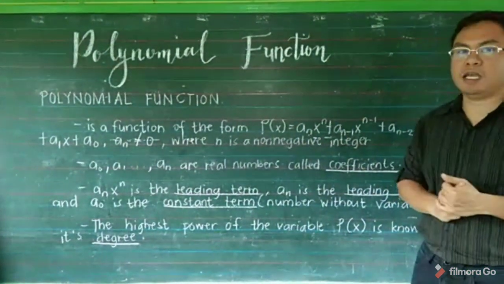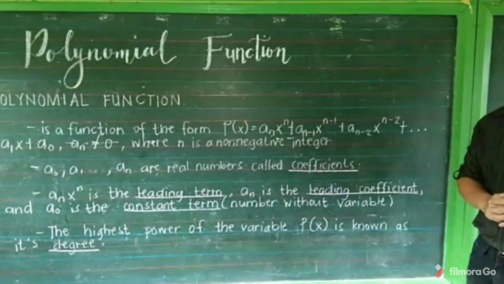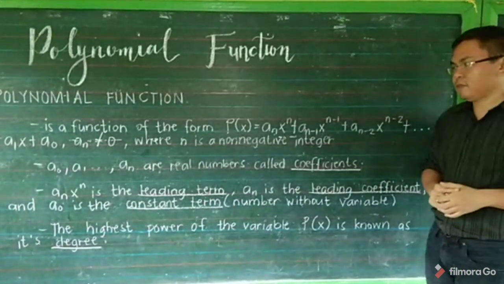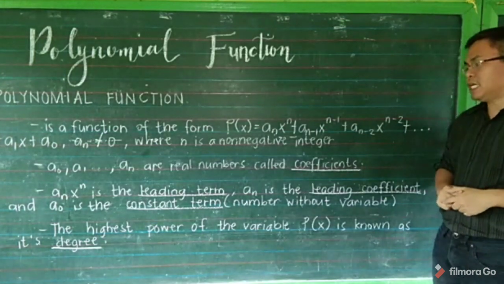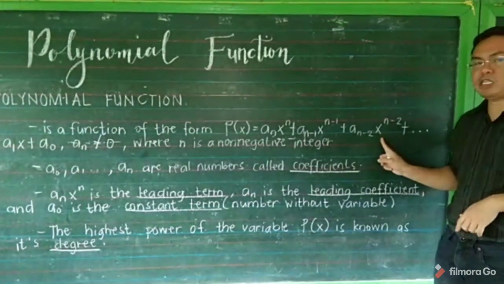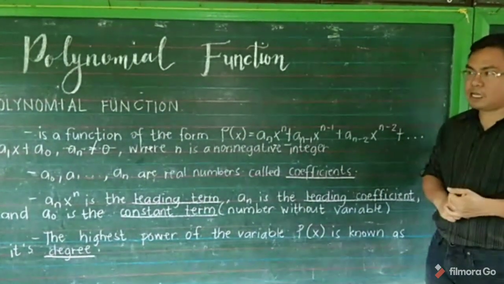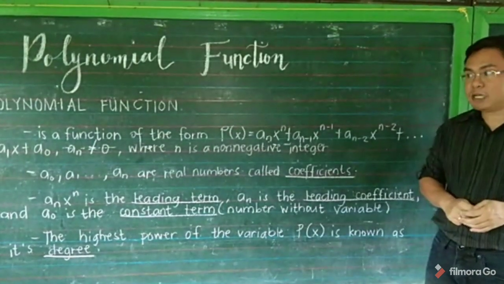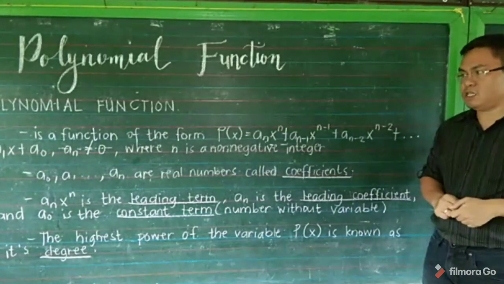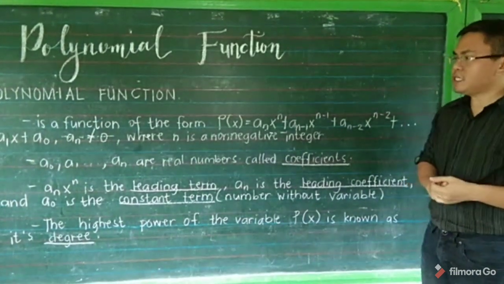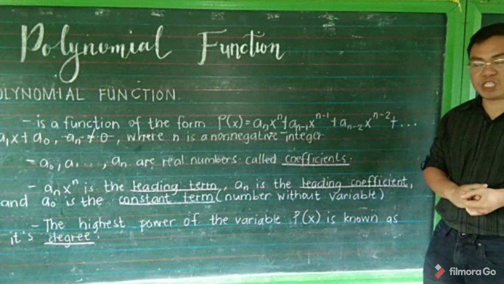A polynomial function is actually a function of the form p of x is equal to a sub n, x to the exponent of n, plus a sub n minus 1, x to the exponent of n minus 1, plus a sub n minus 2, x to the exponent of n minus 2, plus so on, plus a sub 1, x, plus a sub 0, where a sub n shouldn't be equal to 0, where n is a non-negative integer. A sub 0, a sub 1, and so on until a sub n are real numbers called coefficients.